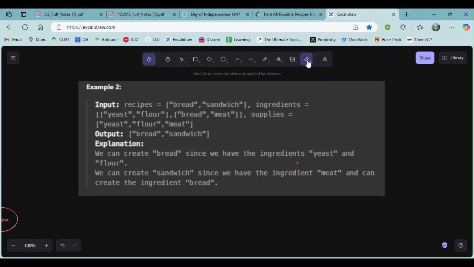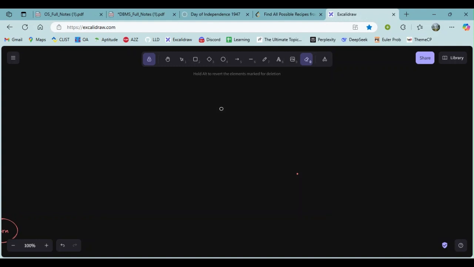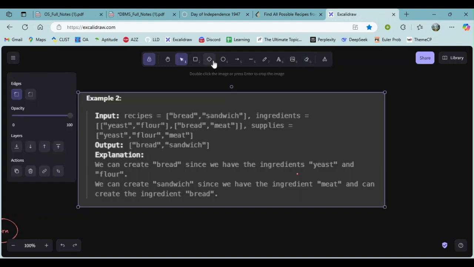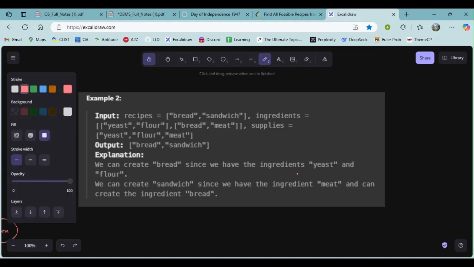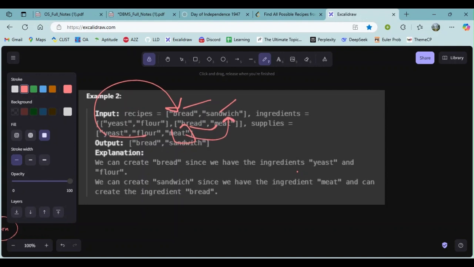In this, the recipes are bread and sandwich, with ingredients yeast and flour for bread, and bread and meat for sandwich. This example is also the same as the third example. In this example, we can also make all the recipes, because supplies having yeast and flour can make the bread, and since meat is given in the supplies, we can make the sandwich. So we will just have to return bread and sandwich.